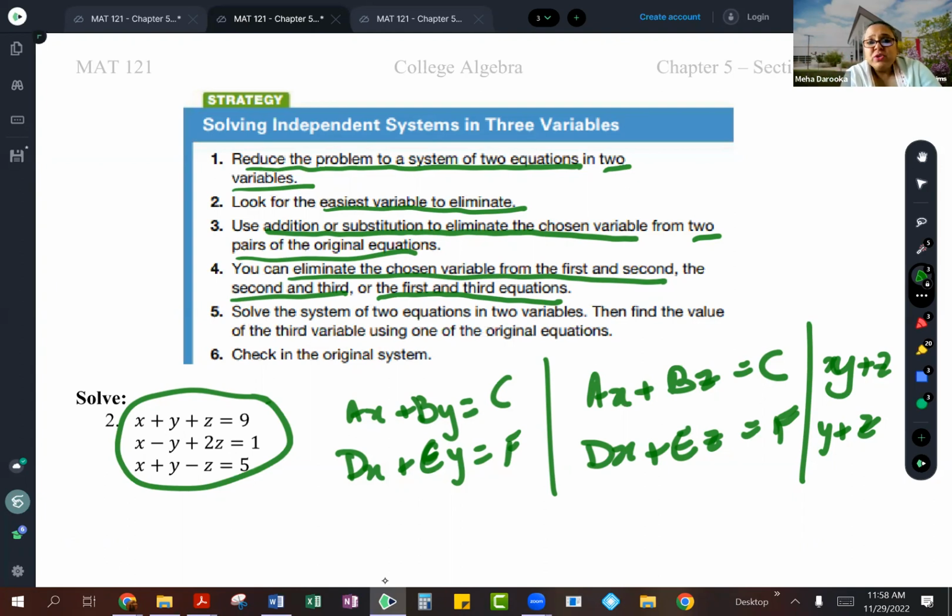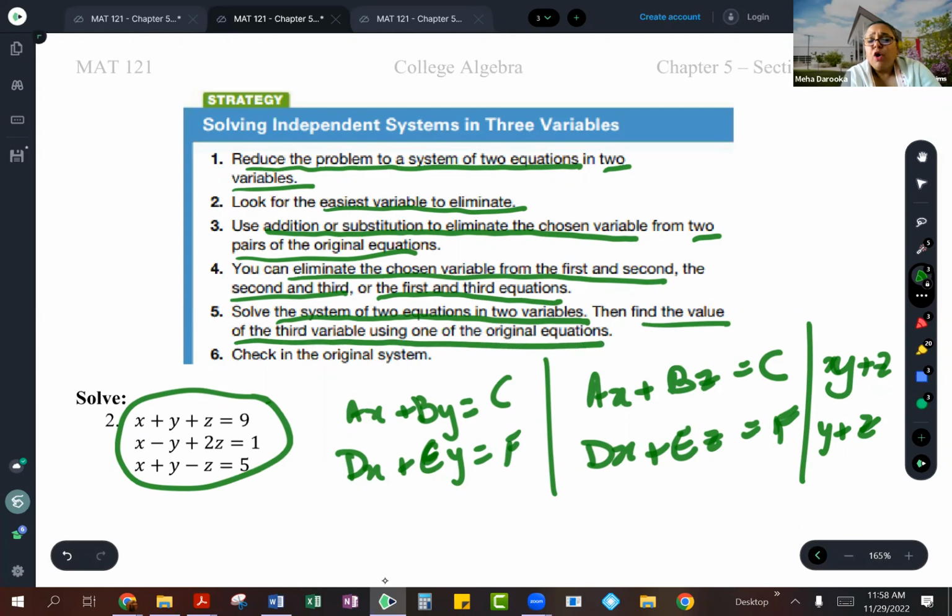Once you have broken it down to 2 equations and 2 variables, then just like we did in section 5.1, you can use the substitution or the elimination method to figure out what those 2 variables will be. Once you have solved that system, then come back to one of the original 3 equations and find your answer for the third variable. And once you are done with all 3 answers, for your x, y, and z, then we go back and check all three of those answers, your ordered triple, in the original system to make sure we get a true statement for all of them.